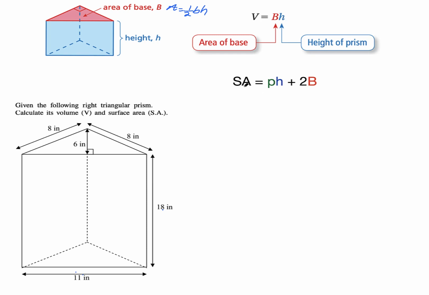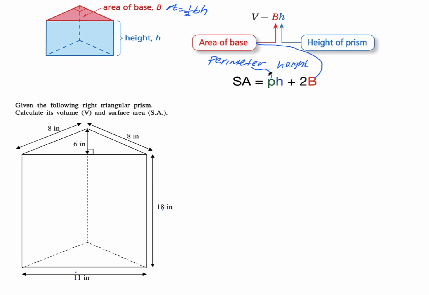Now, if they ask you to find the surface area, the formula given to you is SA equals PH plus 2B. The P means you're going to find the perimeter of the base. Remember, perimeter means you add all the sides, and since your base is a triangle, you add the three sides. The H represents the height of the prism. Then you're adding 2 times B. Again, that B is the area of your base.